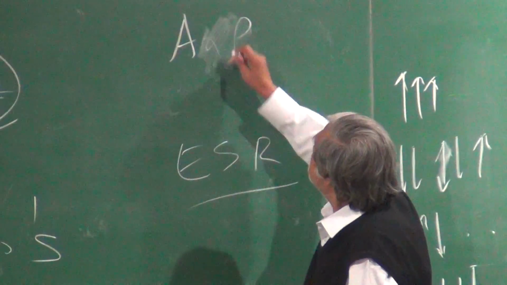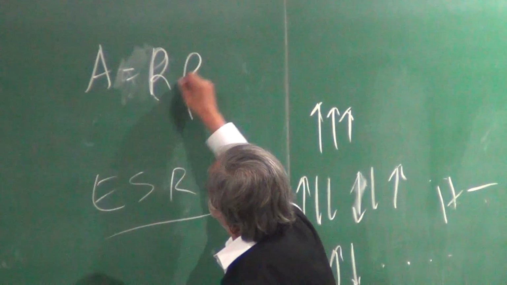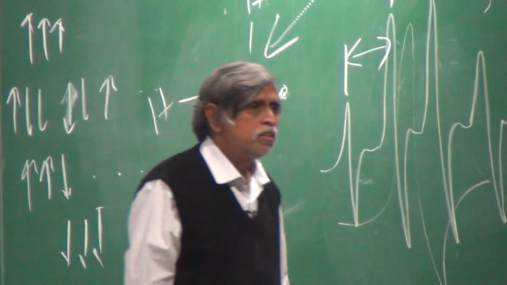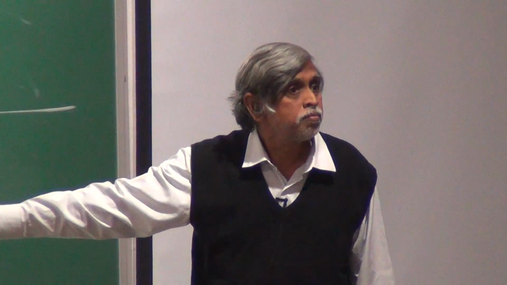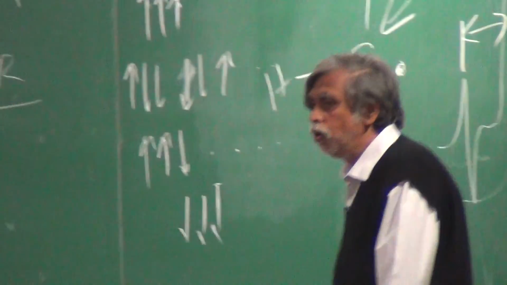And therefore, I replace this with a constant. Now the question is, how do I evaluate that constant? If I know how to evaluate that constant, this equation actually becomes very, very powerful. Okay, how do I get this?